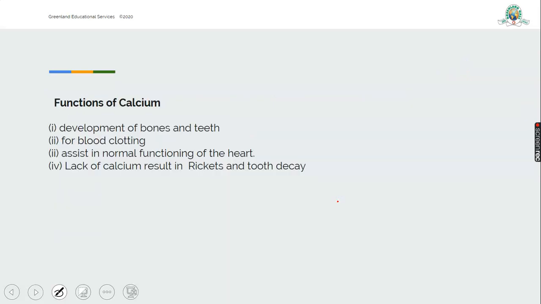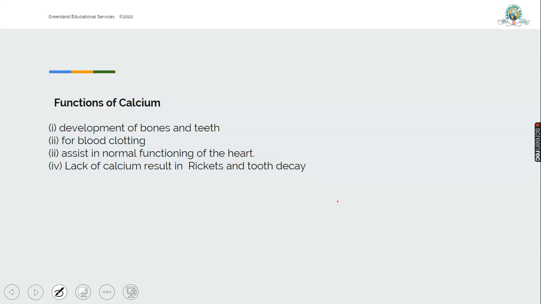Now, before we go to the functions of calcium and other vitamins, any question on what we have said earlier? No. Let's continue. Now, calcium, the functions of calcium and the deficiency.